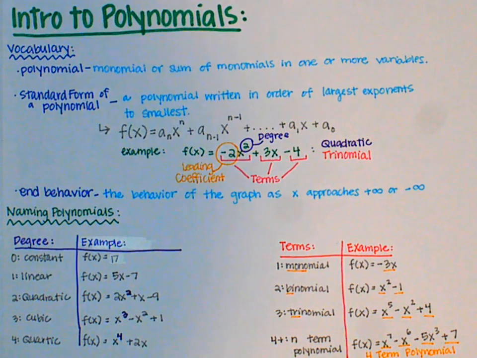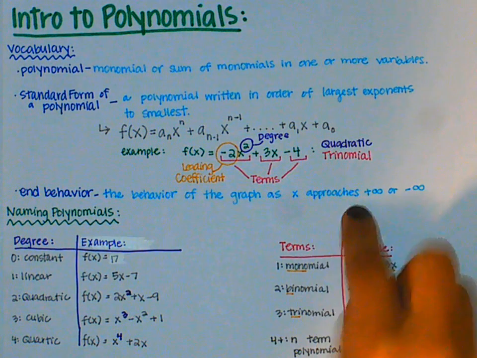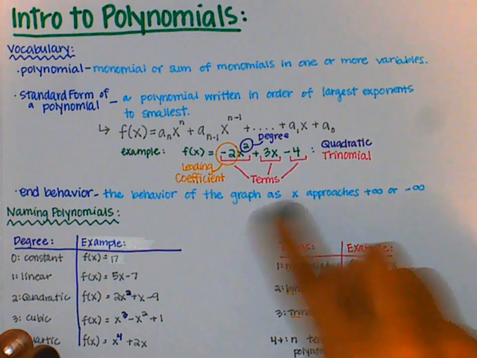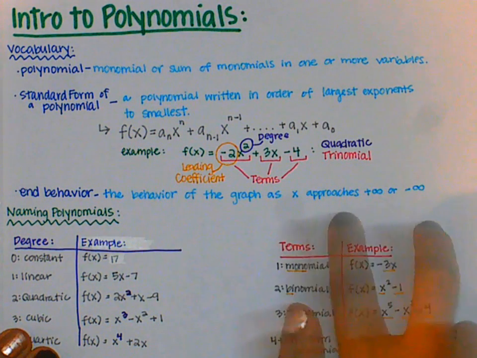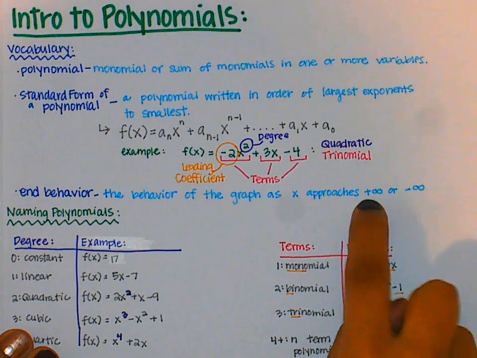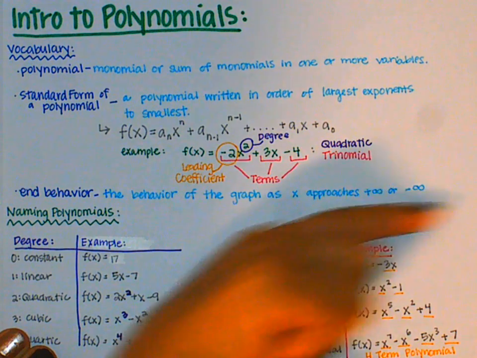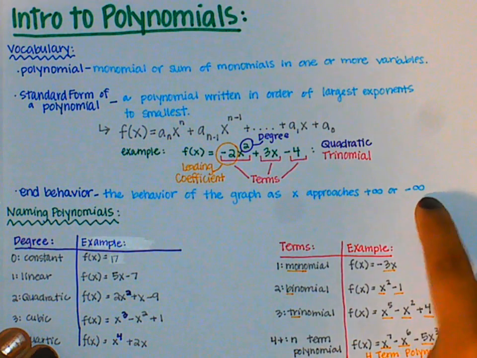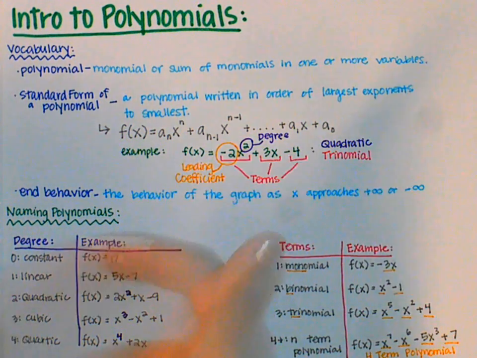We are also going to be talking about the end behavior of a graph. That kind of goes back to whether it opens up or down, the direction in which you would draw those arrows of your graph. We're going to be focusing on the x. So looking at a graph going left to right, as x goes to positive infinity, meaning as it moves this way, or x goes to negative infinity, meaning it goes to the left.